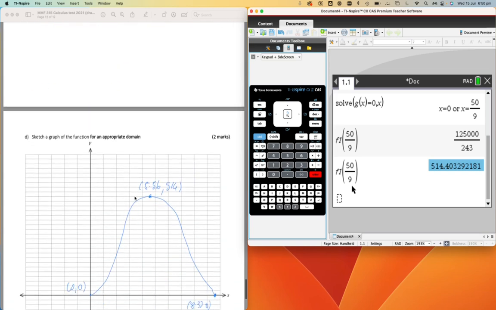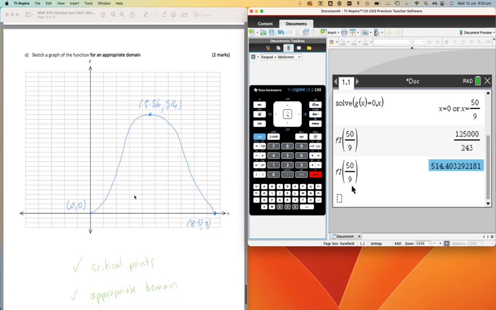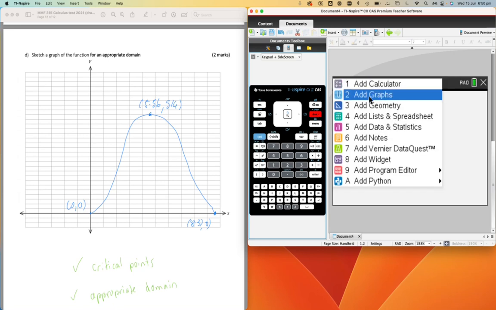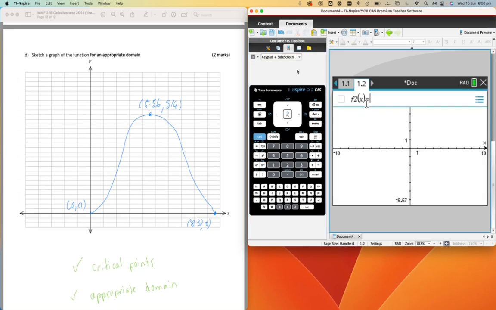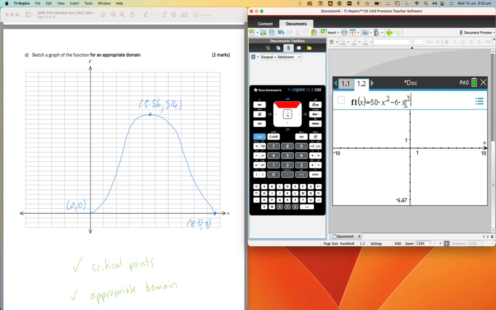So good. And then it comes back to sketch a graph of the function for an appropriate domain. So then you can press Control plus Page, grab that graph up, use your arrow key to get up to the first function which we defined, press the right arrow to tick it. There it is. We need to get it for a decent domain. We know there's a maximum of 514 because that's what we worked out.